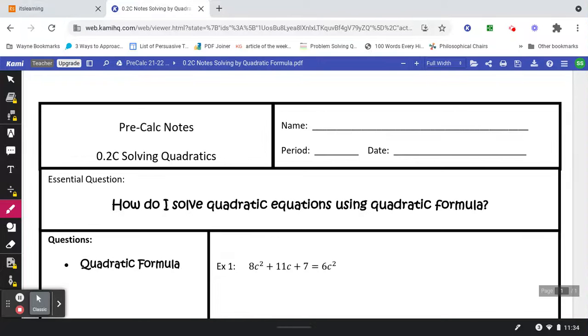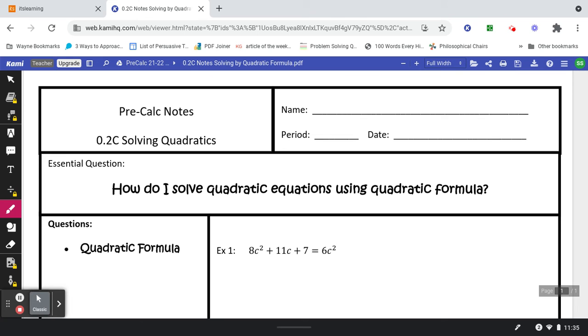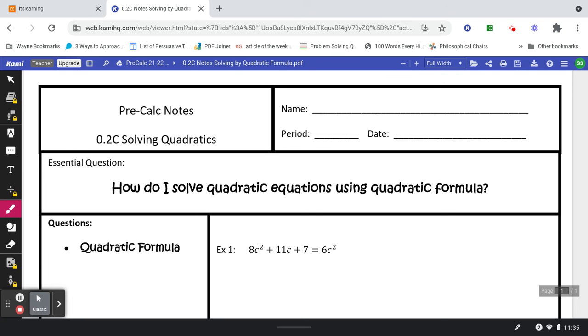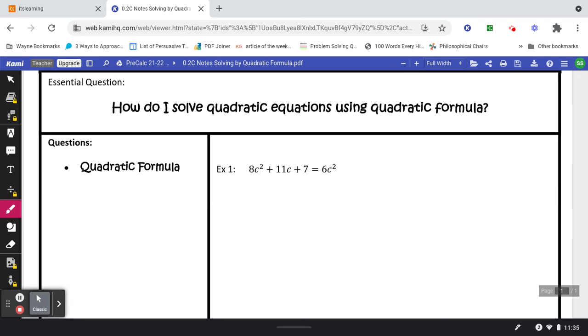These are the 0.2 C notes for PreCalc. We're going to be finishing up our quadratics by doing the quadratic formula. So the quadratic formula is a last resort. You only want to use it if you cannot solve the problem a different way.